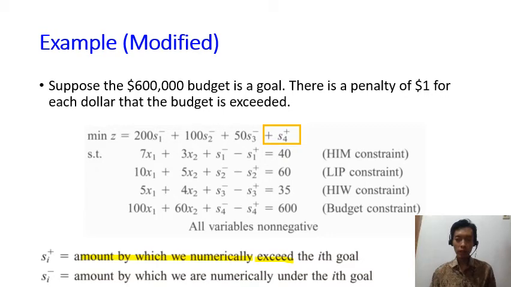So S4 plus means how much we exceed that budget that we set at the beginning. And notice the sign here in the objective function is plus S4 plus, because here we get the penalty of $1 for each dollar that we exceed the budget. So the sign should be plus here, although in the constraint, the sign is minus. In the constraint, it's minus S4 plus because it shows how much we exceed the budget. But in the objective function, the sign becomes plus S4 plus because it is talking about the penalty.